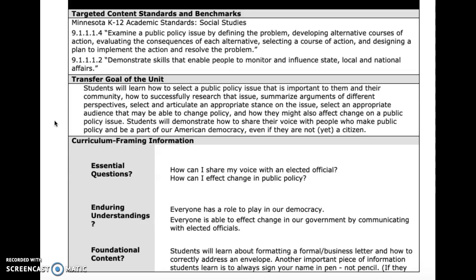Select an appropriate audience that may be able to change the policy, so again, identifying which level of government would be the best choice to solve the issue. For example, if you're interested in changing school start times, you would most likely be contacting someone who is elected to the school board, whereas if you chose the issue of immigration policy, typically a congressman or congresswoman.